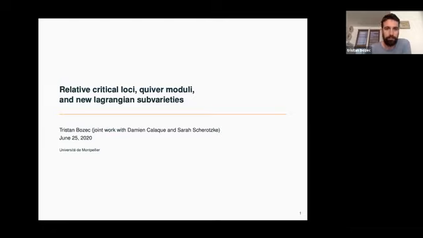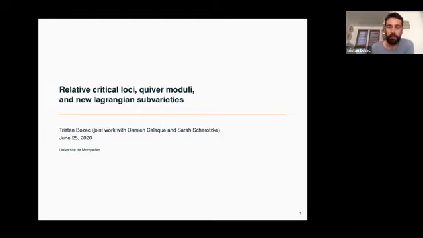So starting with relative critical loci, which is some kind of classical symplectic construction, which is very well studied, with quiver moduli using the relative Calabi-Yau structures Sarah told you about, and basically defined by Brav and Dyckerhoff. And taking moduli of objects, these Calabi-Yau structures actually become Lagrangian structures.